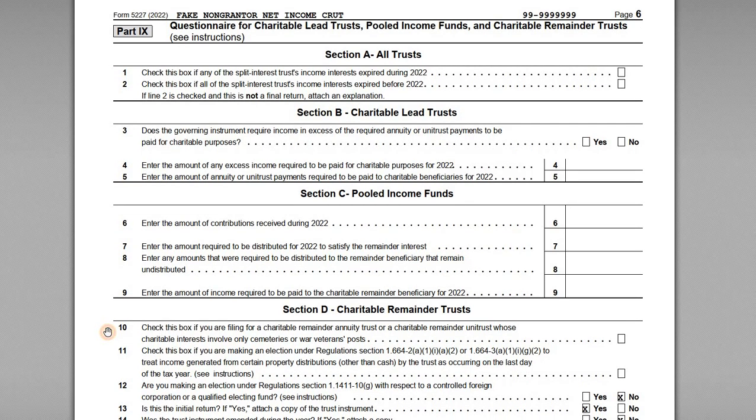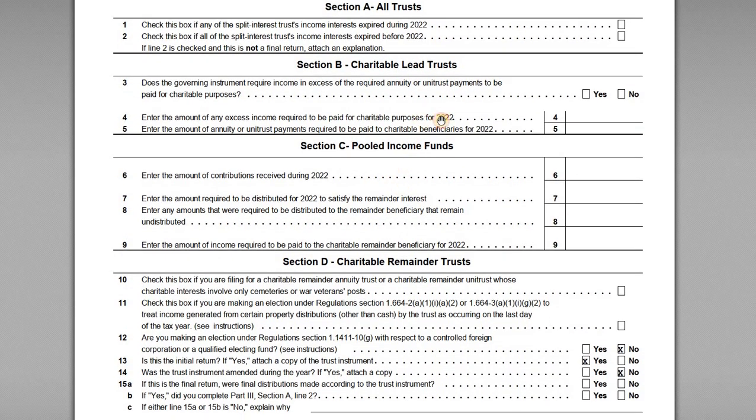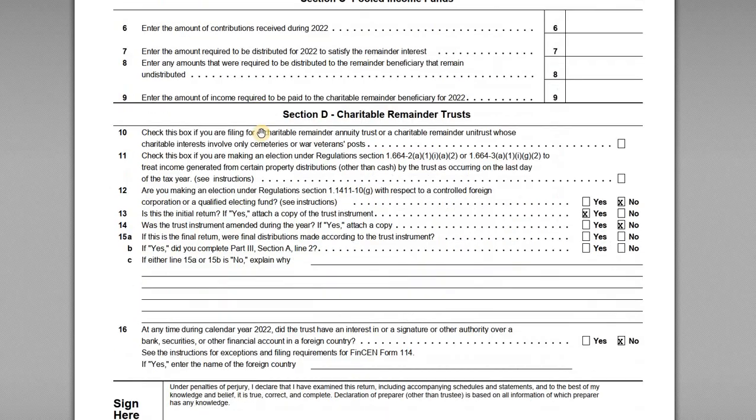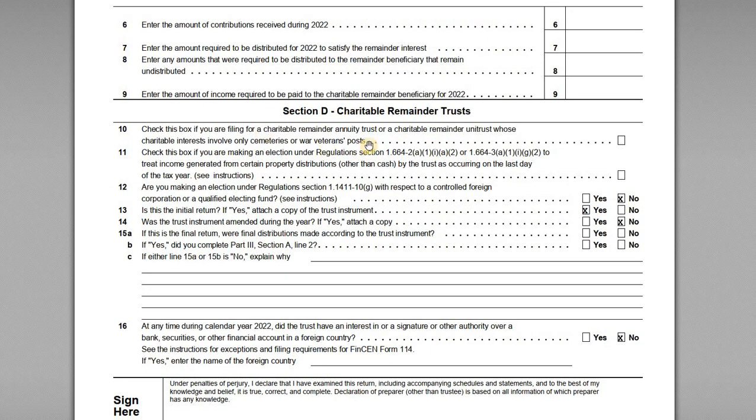So Section A applies to all trusts, right? So answer or check these boxes if they are applicable, but in our case, no, right? We didn't have any interest expire during the year or prior to the year. We don't have a charitable lead trust, nor do we have a pooled income fund, so we can leave that blank. We do have to complete Section D because we have a CRT here, right?